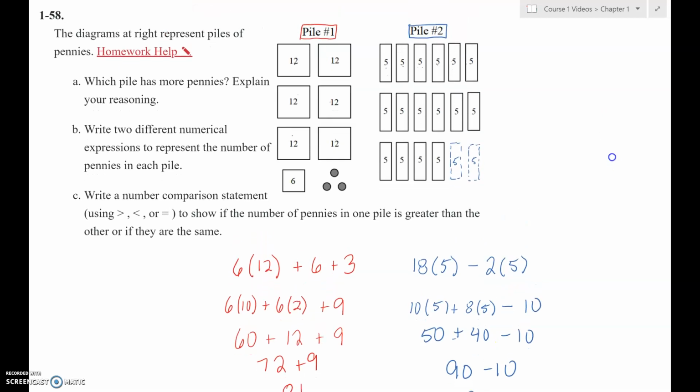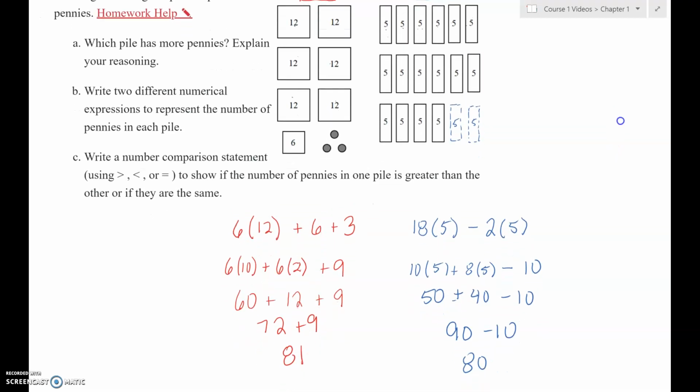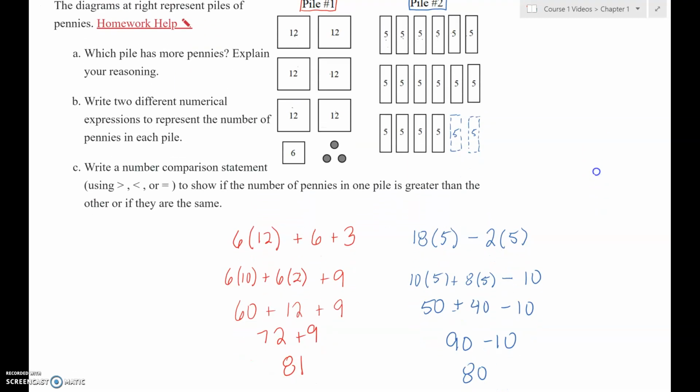So close, just off by 1. And so now I know that pile 1 has more pennies, and my reasoning is right here. When you do the expressions and you simplify it to find your answer, you'll see that 81 is larger than 80. Here for C, this is part B right here.